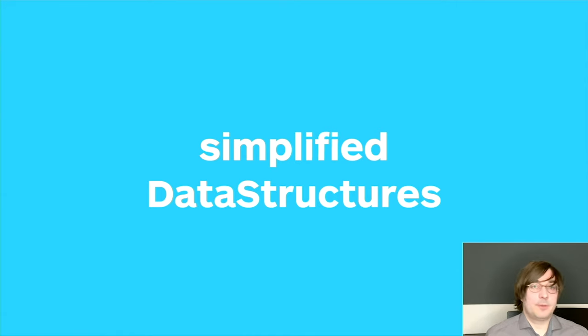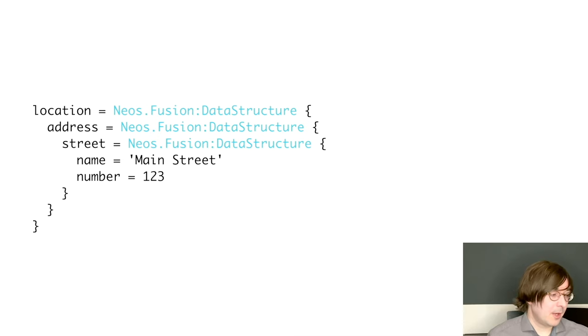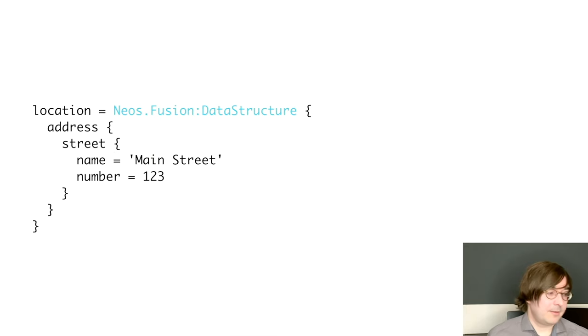Then data structures were simplified, also a super small change, but totally helpful if you write a lot of code that outputs JSON or any kind of data structure in Fusion, because before you would have something like that, a lot of repetition of data structure. Although it's totally understandable if you see this, that this also makes a lot of sense and it works now.